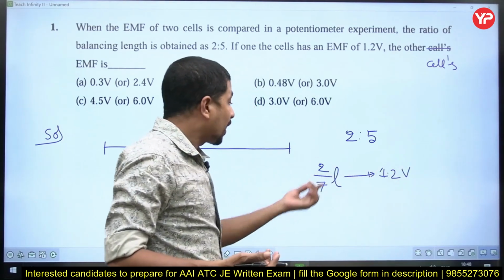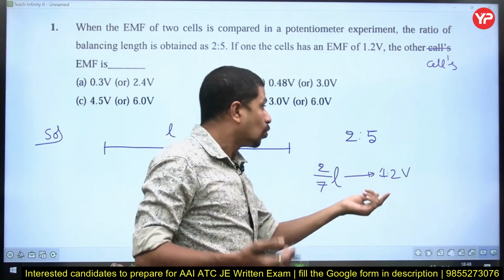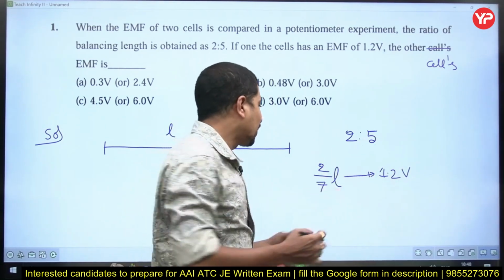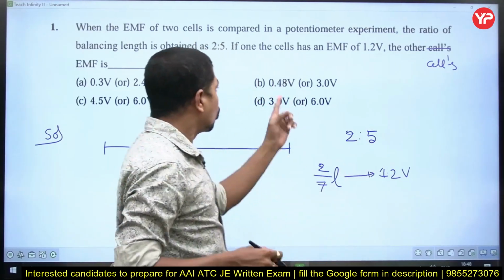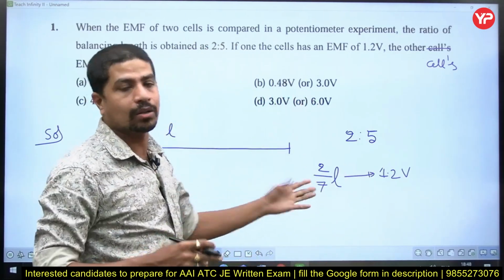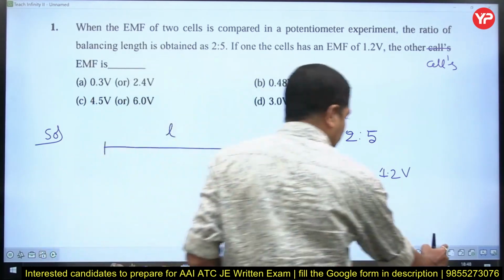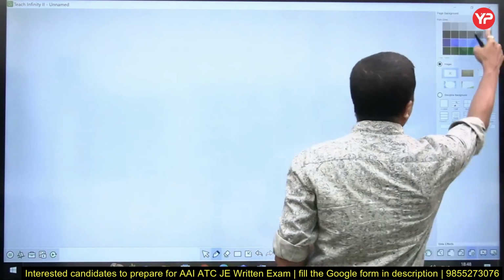Sir, why are you taking this 2/7 as 1.2? Why is it not 5/7? Why not 5/7 L? That also is possible. That's why two answers are there in your choices. Let me take a fresh page, and there I'll do it very clearly.